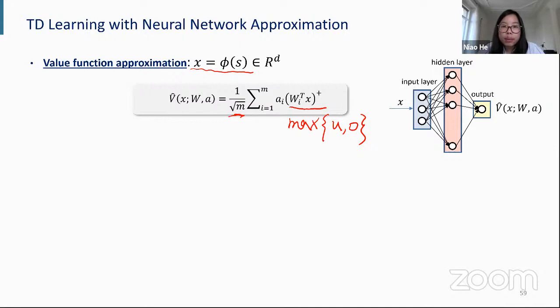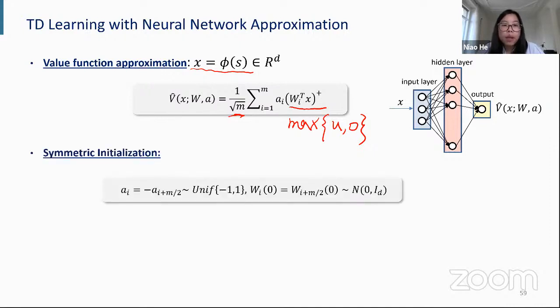And for simplicity here, I'm going to assume these coefficients a are fixed. And those are randomly generated from this Rademacher distribution, like from -1 and 1. Okay, and I'm going to also initialize them in a symmetrical manner, so that the first M over 2 coefficients will be the negative of the last M over 2 entries of a. Okay, and I'm going to also initialize those weight matrices W to be just IID Gaussians, also in this symmetric manner.